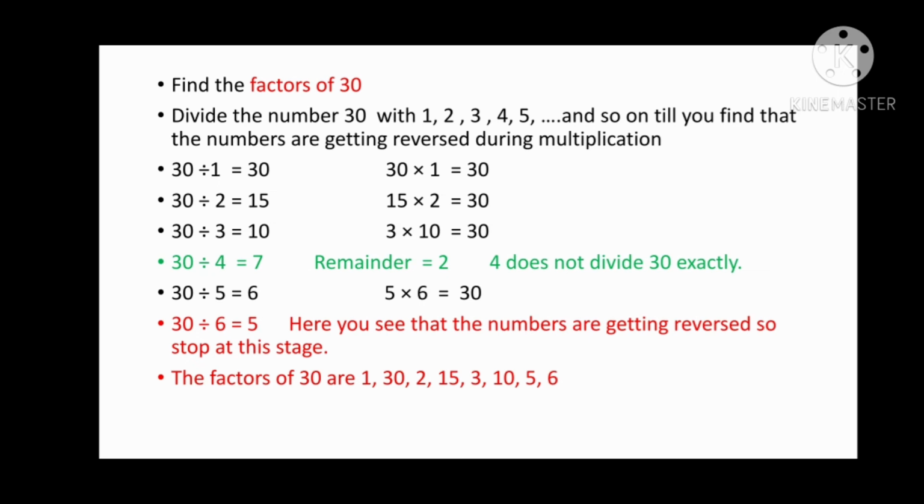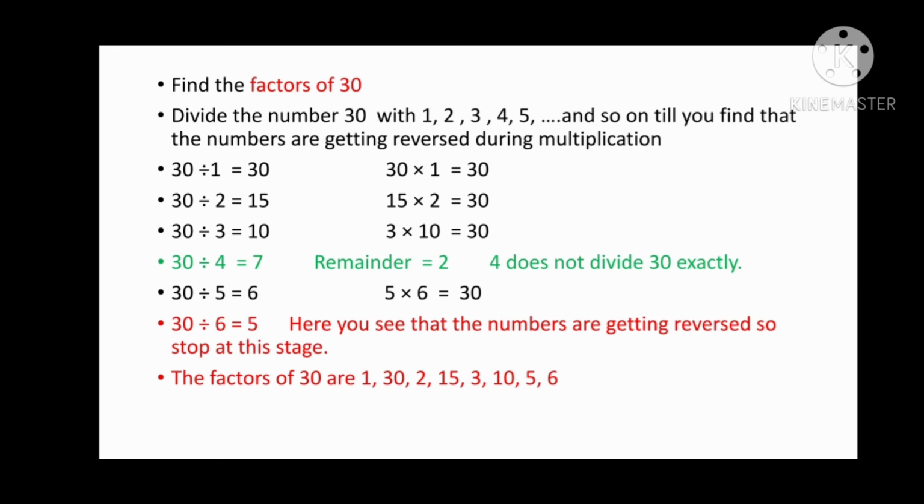20, what are the factors? 2 multiplied by 10 is 20. 4 multiplied by 5 is 20. And 1 multiplied by 20 is also 20. So, what are the factors? 1, 20, 2, 10, 4 and 5. Right, these are the factors of 20.